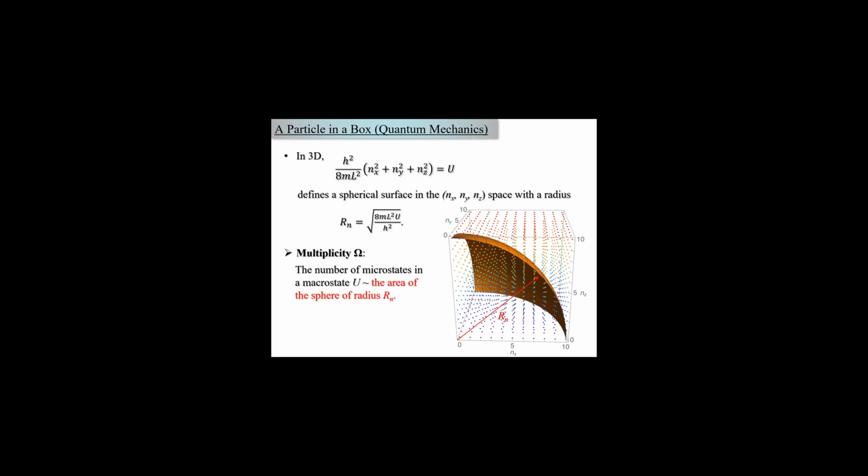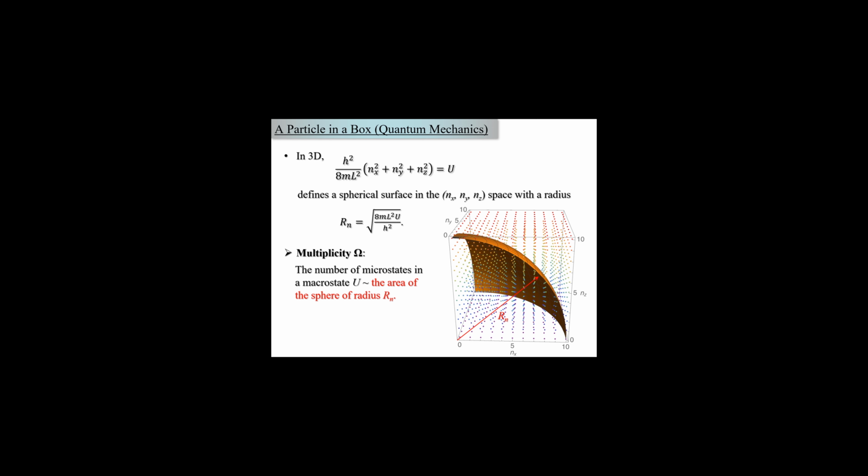So extending our energy equation to include 3 dimensions, we get the equation at the top, which indicates that U is a function of nx squared plus ny squared plus nz squared, with the same constants out front, h squared over 8mL squared, where again, h is Planck's constant, m is the mass of the particle, and L is the length of one side of the 3-dimensional box.